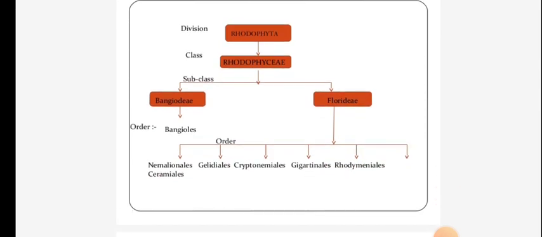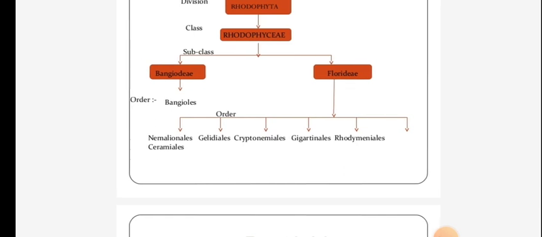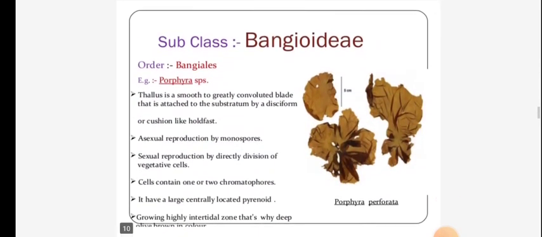Then the classification mainly, you remember this chart: Rhodophyta, class Rhodophyceae, subclass Bangioideae and Florideae. Bangioideae has only one order, Bangiales, and Florideae is divided into these 5 orders, right? Then next we will see them one by one.